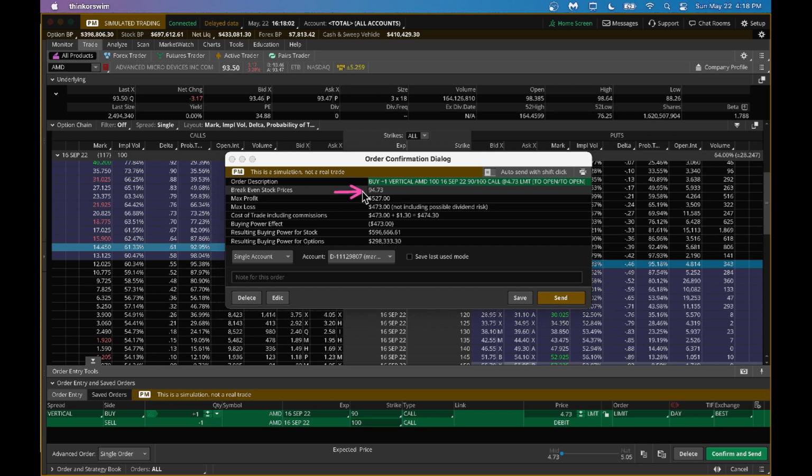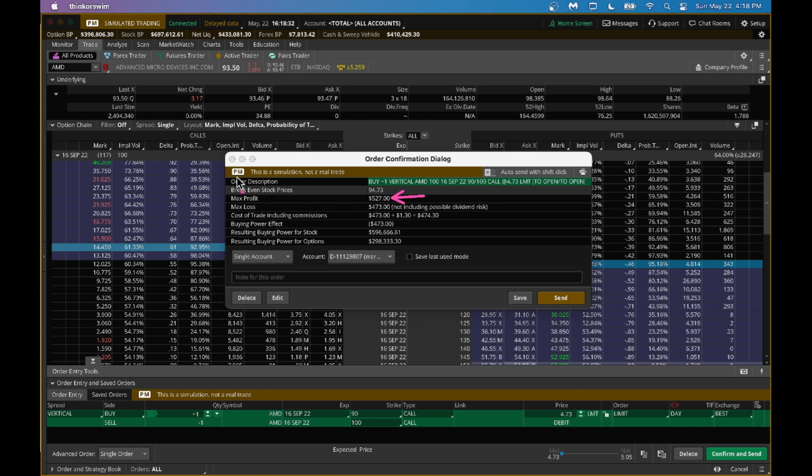So that's how you understand this profitability here. If you want to buy AMD stock outright, to buy 100 shares, you pay around $9,300, but now you are controlling 100 shares with just $473. And because it's a spread, your maximum profit is $427. So this is how you play with it, and you understand what's going on here.